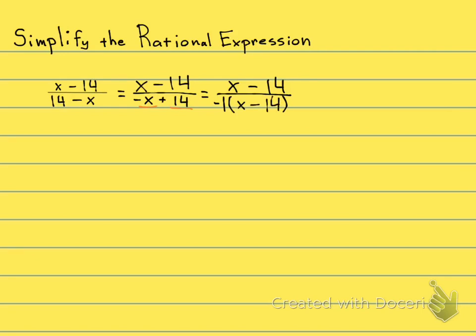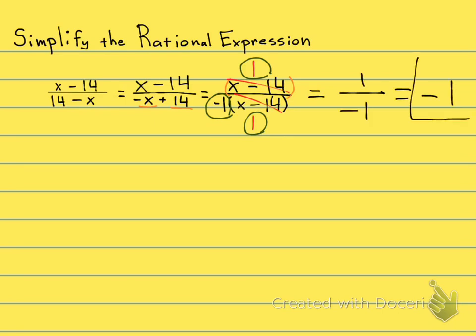Now, looky here. You see what cancels? X minus 14 and x minus 14 both turn into 1s. So what am I left with? In the numerator, I'm left with 1. And in the denominator, I'm left with negative 1 times 1. So if I want to write it out, it's 1 over negative 1, which is negative 1.